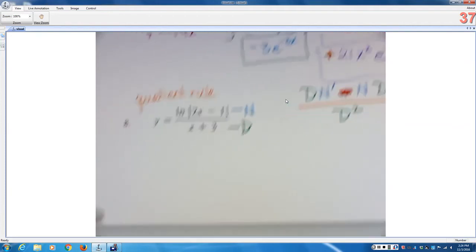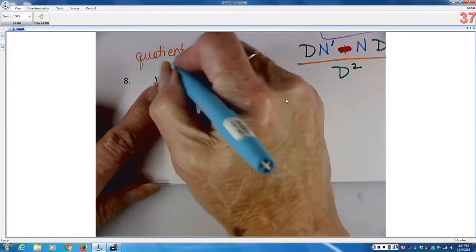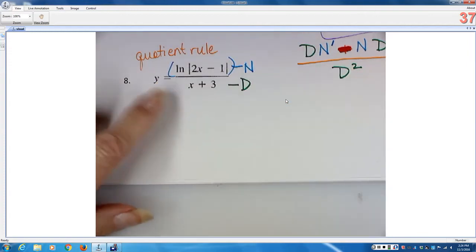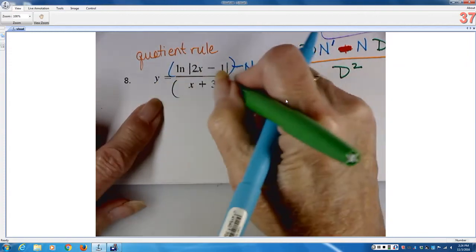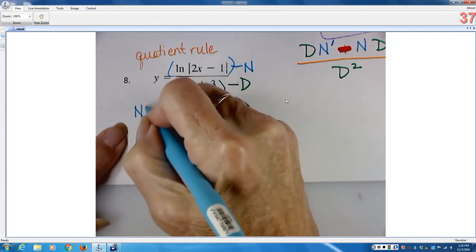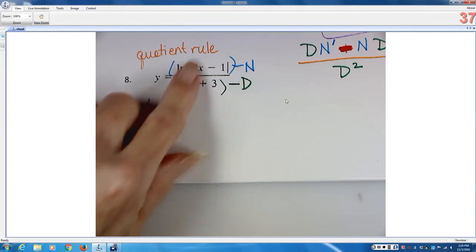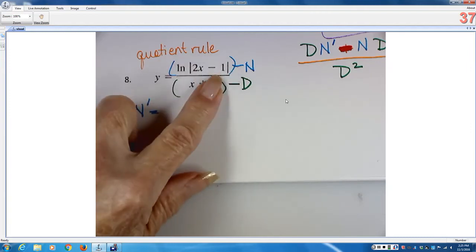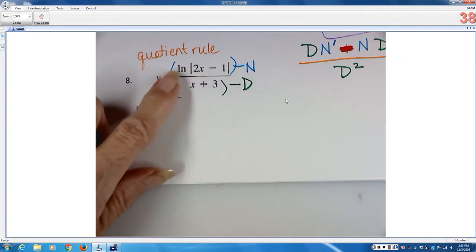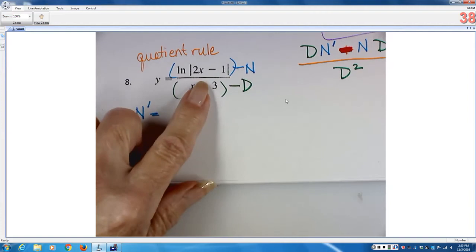So we'll do a little side work here. This is the numerator. This is the denominator. The derivative of the numerator is going to be chain rule, because 2x minus 1 is not the same as x. It's a function in x, so we're going to have to take its derivative as part of the process. But the derivative of the natural log is 1 over whatever you're taking the natural log of.